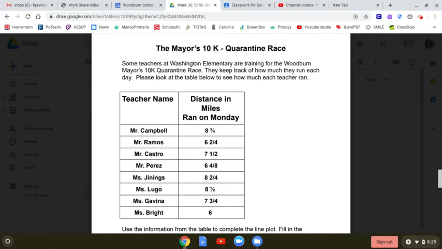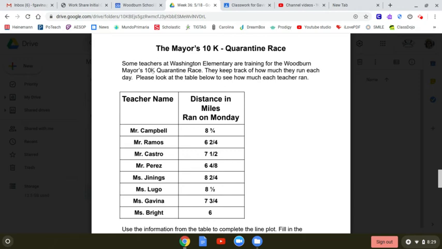This is just a read out loud of the mayor's 10K quarantine race. Some teachers at Washington Elementary are training for the Woodburn mayor's 10K quarantine race, so 10 kilometers. They keep track of how much they run each day. Please look at the table below to see how much each teacher ran.